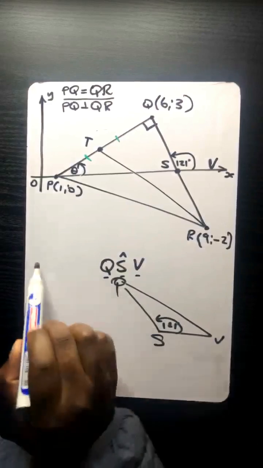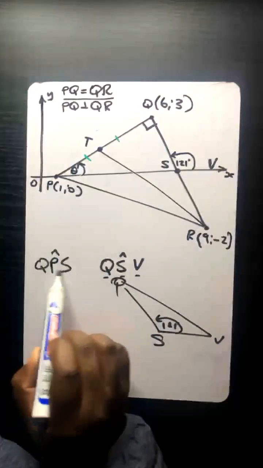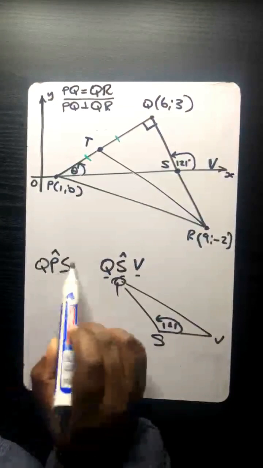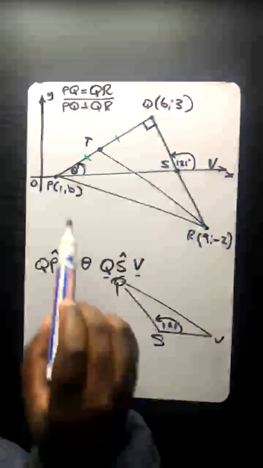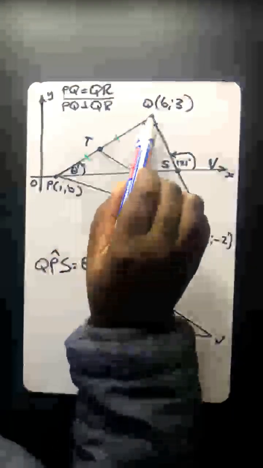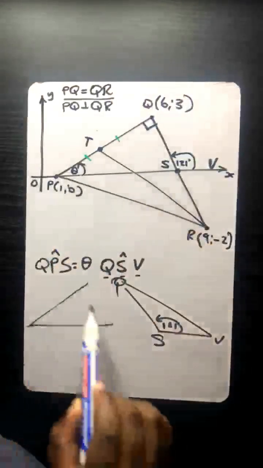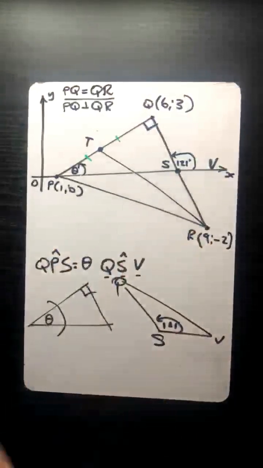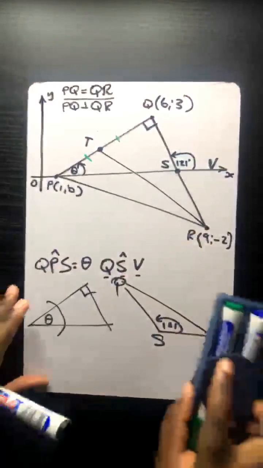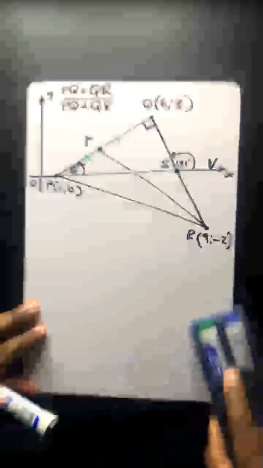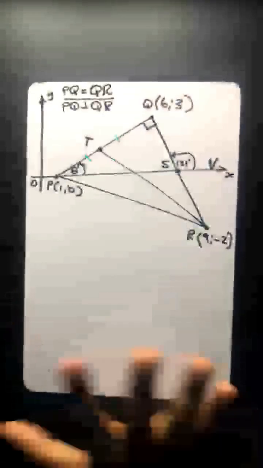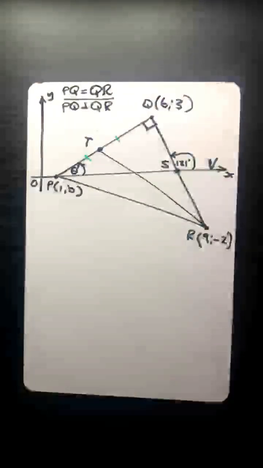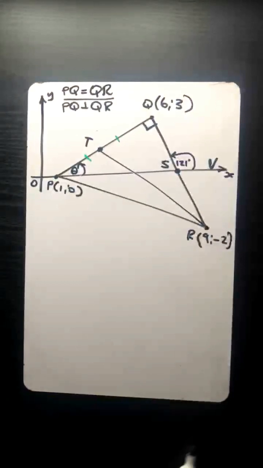And also, they're saying in triangle QPS, angle P is equal to theta. So they're just saying in triangle QPS, P being that one there, this angle is called angle theta. So that given statement is diagrammatically represented over there. Very, very important, ladies and gentlemen, that at all times you pay full attention.